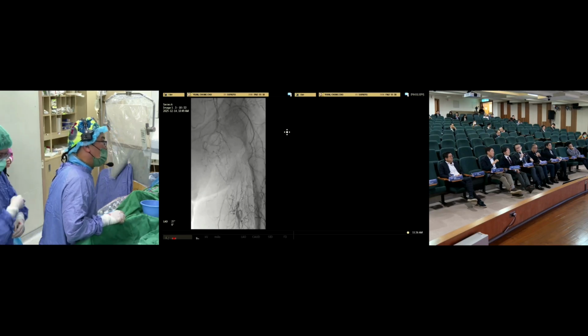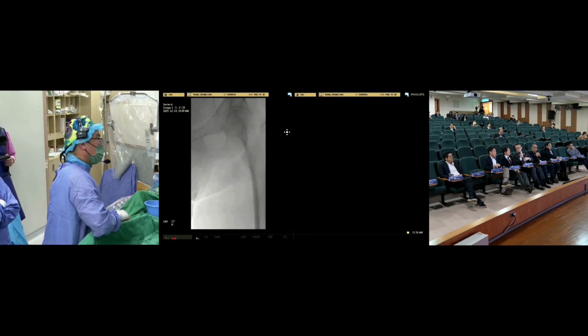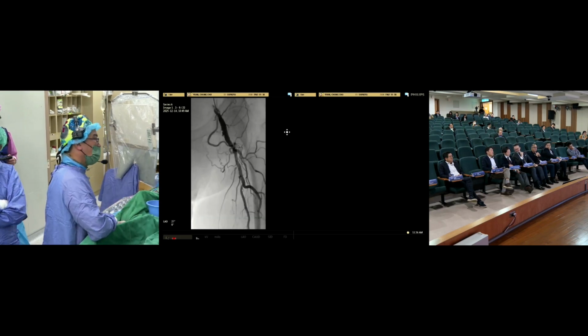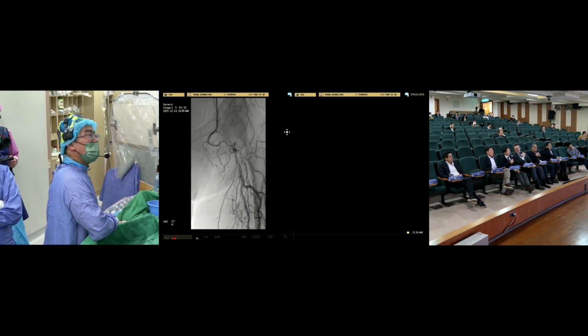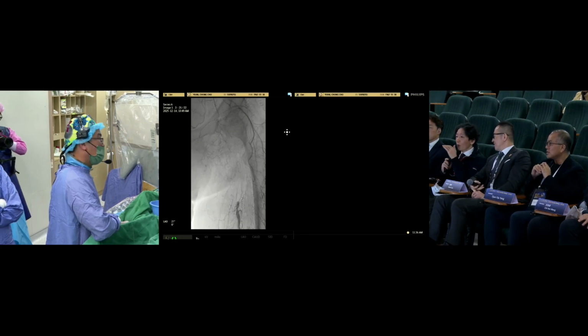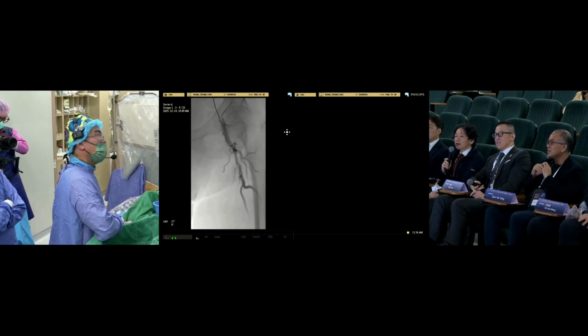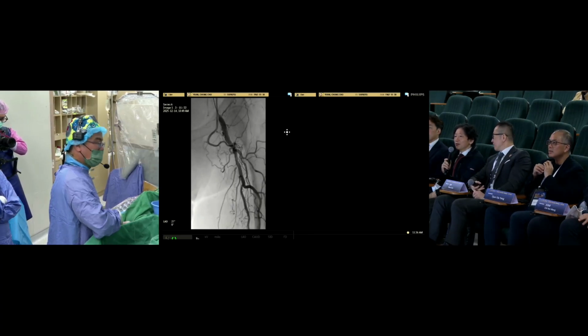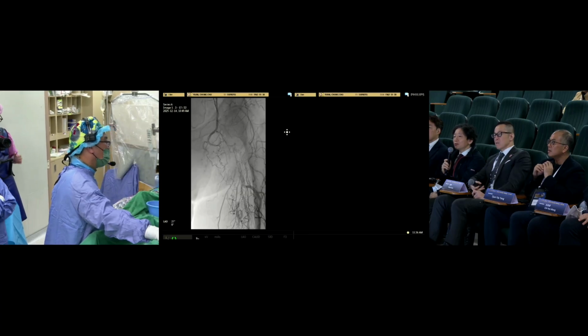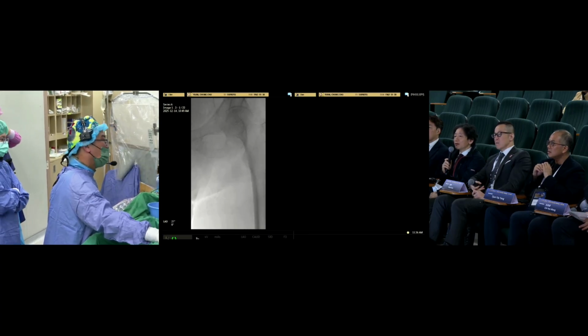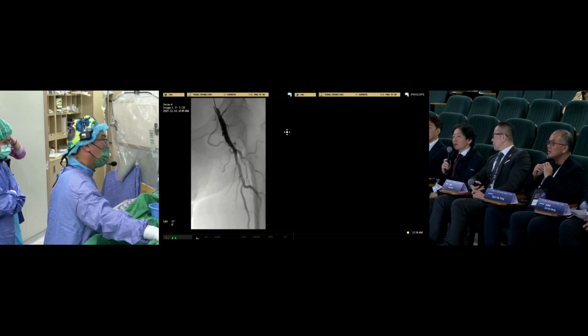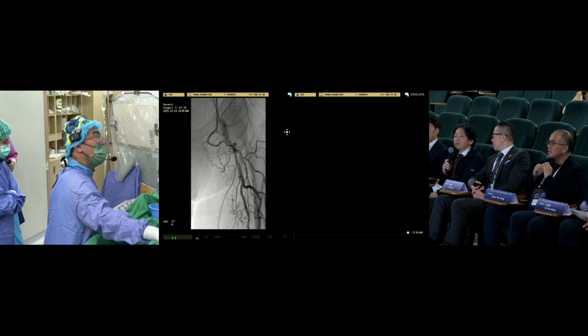So Professor Soga, can you give us some tips on how to find the ostium? More left oblique, change the angulation. If impossible, it's difficult to identify the ostium. Maybe I use the IVUS.